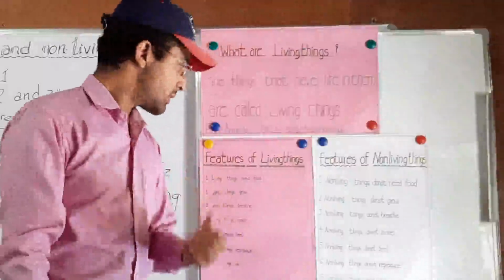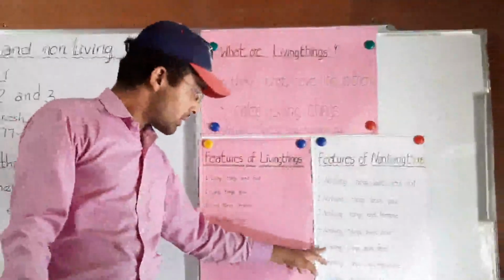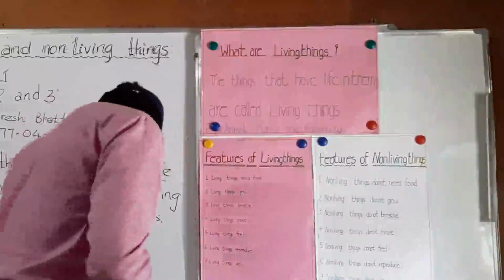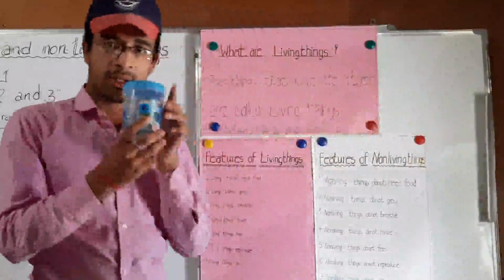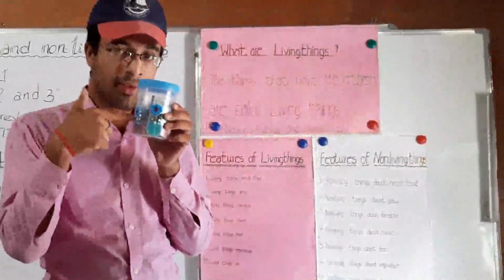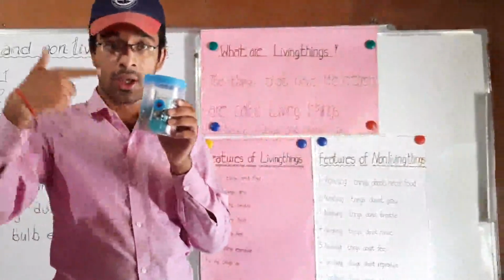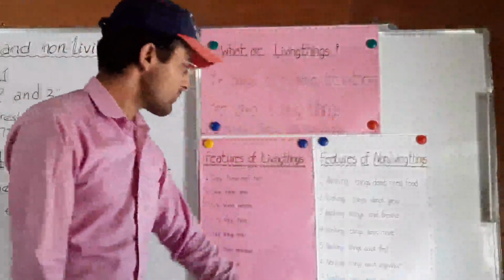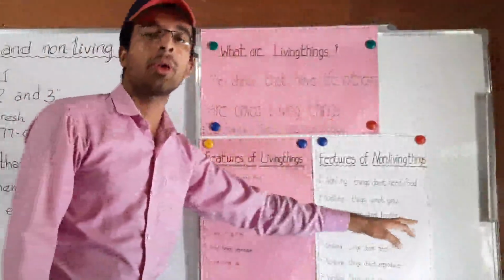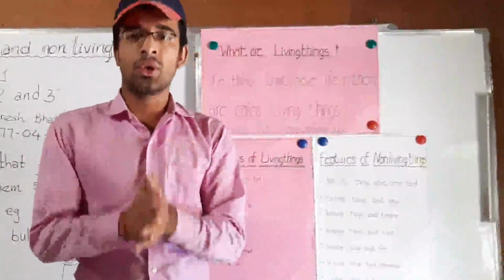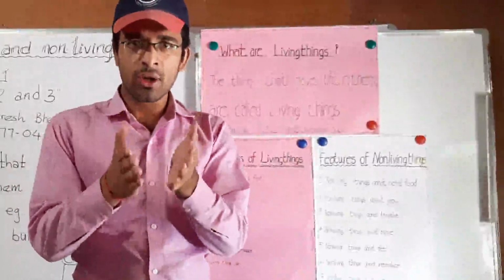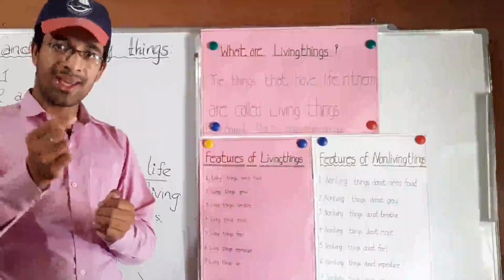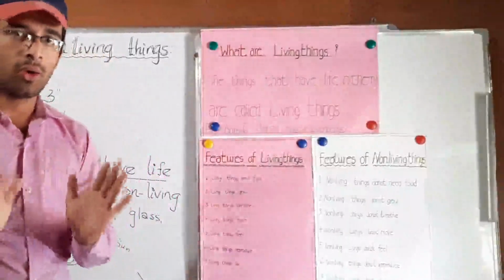Okay. Now next characteristic: non-living things don't feel. Like this box. Can you say this box has feelings? No, because this is a non-living thing. Okay, next. Non-living things do not reproduce. Like a stone. Can you say a stone reproduces itself? No, because a stone is a non-living thing. You sure know? Yes, you can.